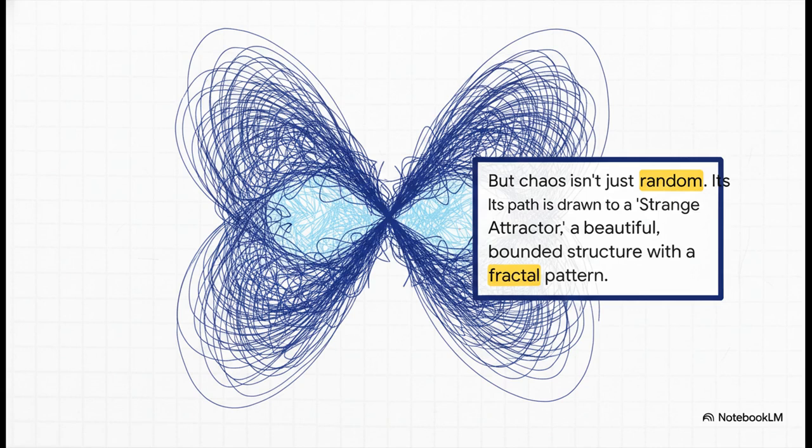But here's where it gets really mind-bending. Chaos is not just pure randomness. The path a chaotic system takes will never repeat, and yet it's always pulled toward this very specific, elegant shape called a strange attractor. It's this beautiful, complex, fractal structure that shows us that deep inside all that unpredictability, there's a hidden, profound sense of order.